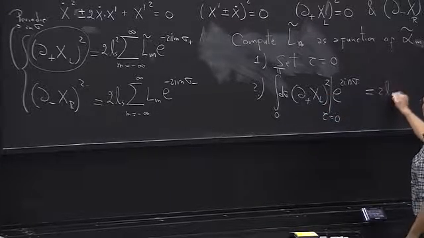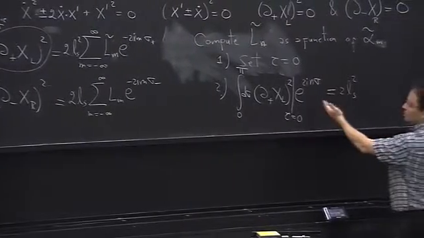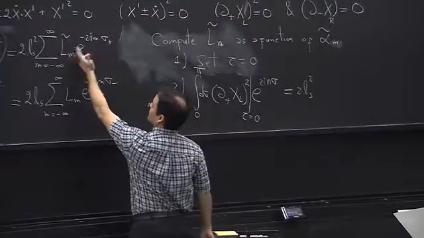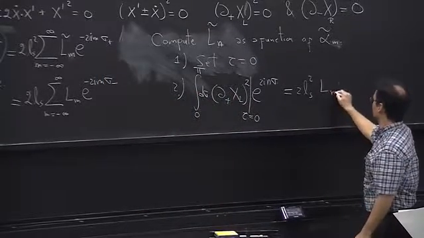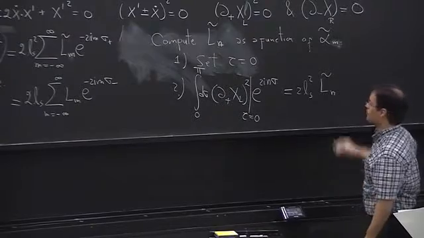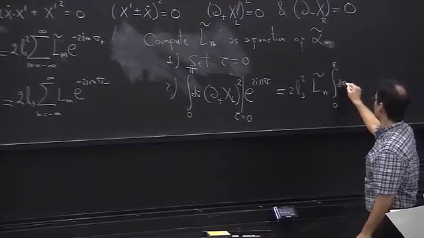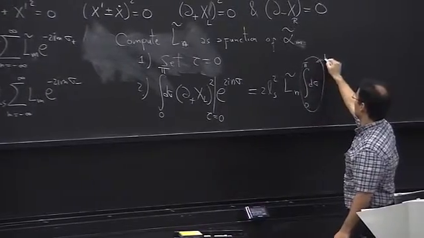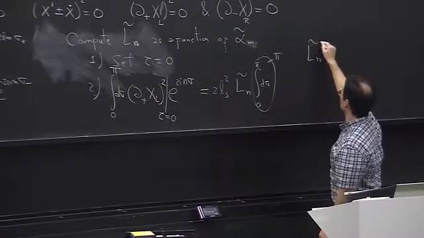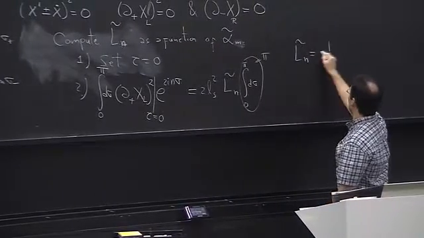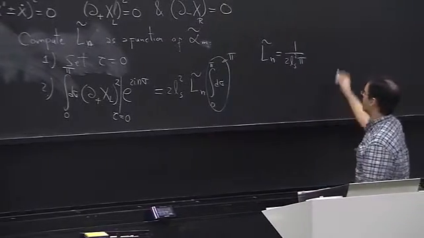So we do the same thing on the other side. So we get 2 L_s squared. Of course, on the other side, all the modes will give us 0, except for m equals to n. So we will get L_n tilde times the integral from 0 to pi of d sigma, which just gives us pi. So we conclude from here that L_n tilde is equal to 1 over 2 L_string squared divided by pi, this integral.